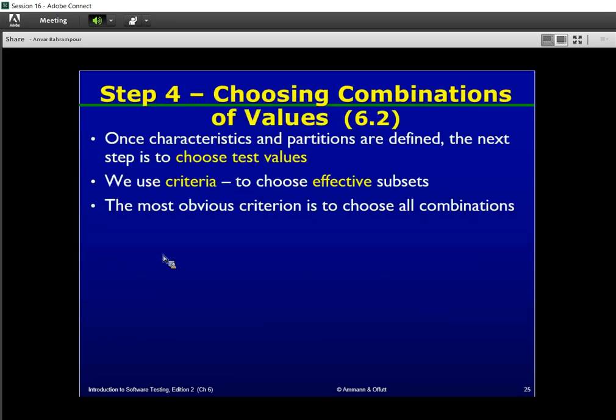Okay, I will talk about step 4 in the next session, in which we use some criteria in input domain partitioning.